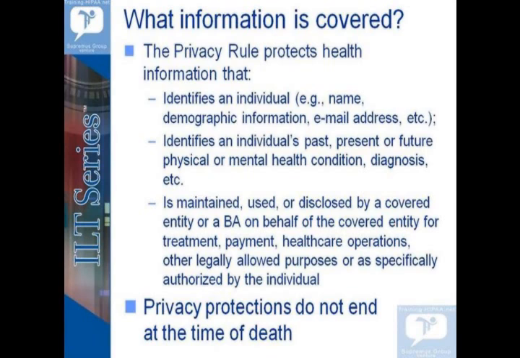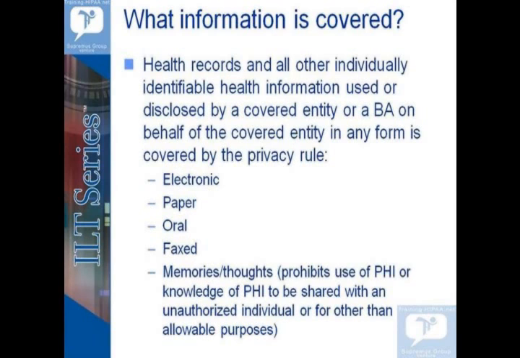Next slide. Now, what information is covered? Health records and all other individually identifiable health information used or disclosed by a covered entity or business associate on behalf of that covered entity in any form is covered by the privacy rule. This would include electronic information, paper, oral, faxed information, memories or thoughts.